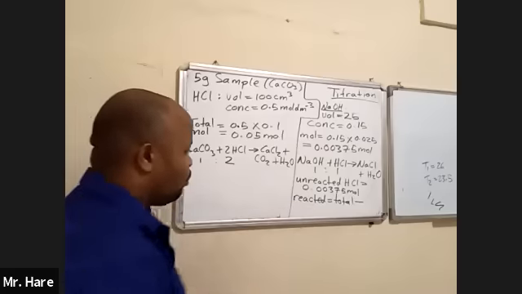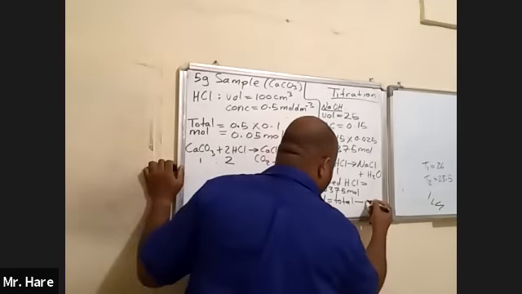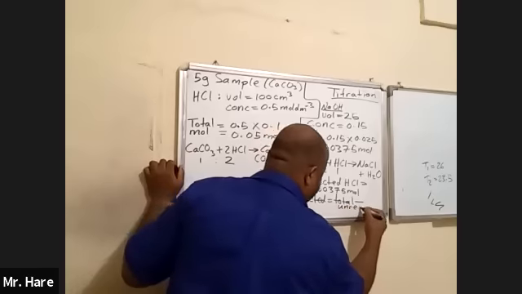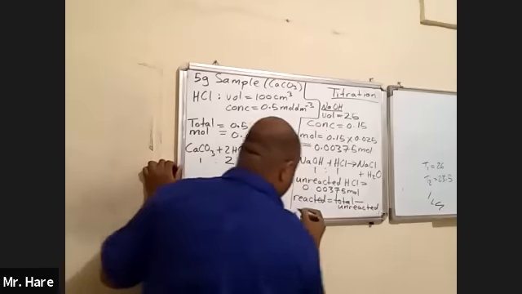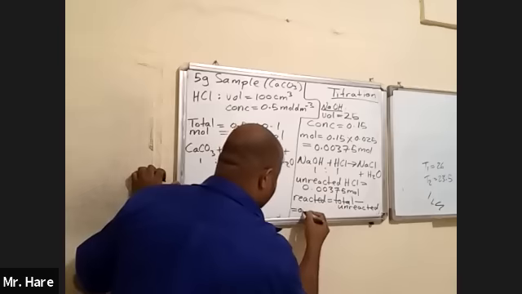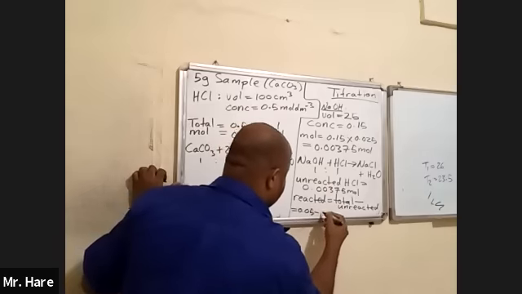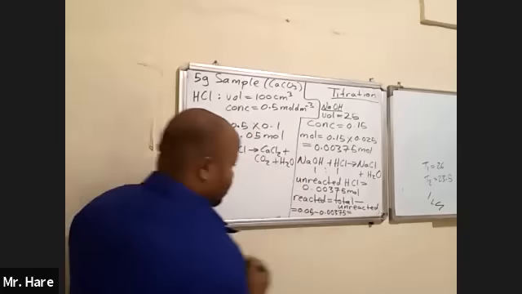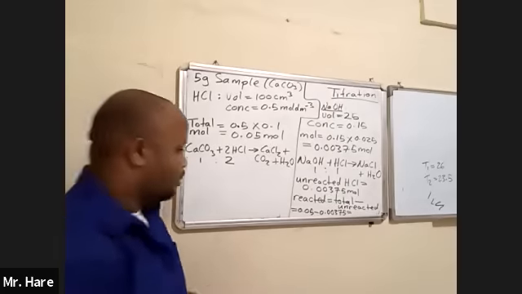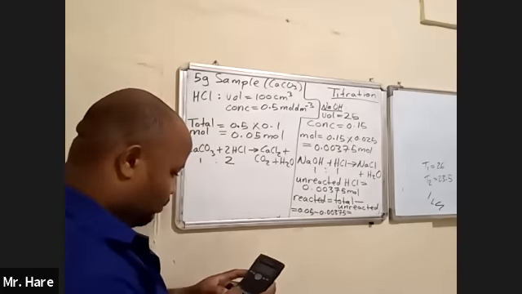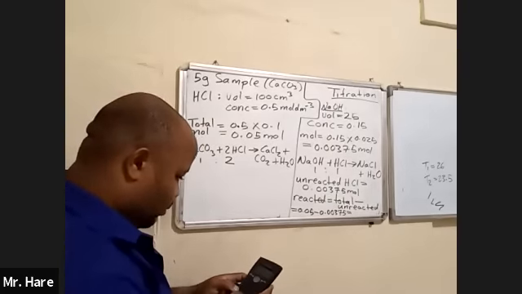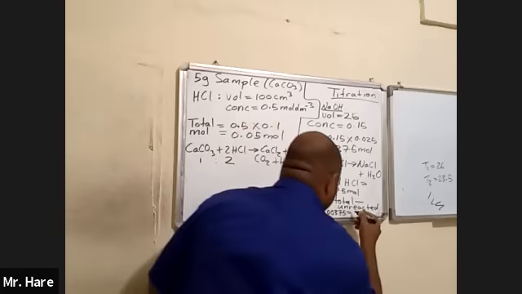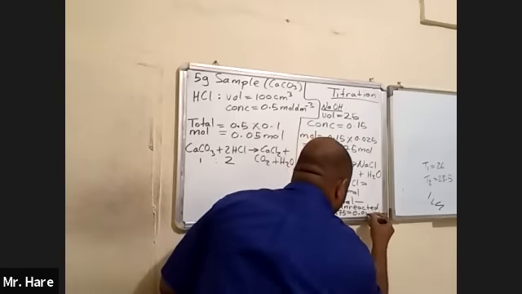So the reacted, it was the total minus the unreacted. And that would be equal to 0.05 minus 0.00375. And we get 0.046.